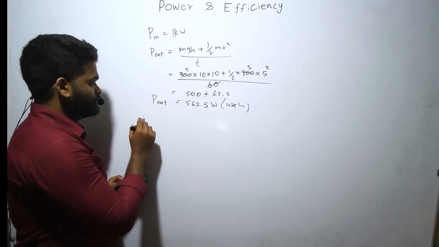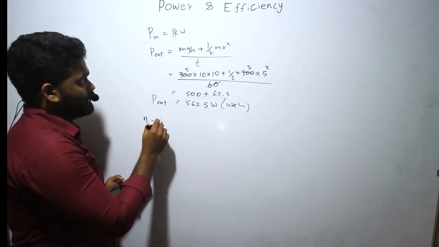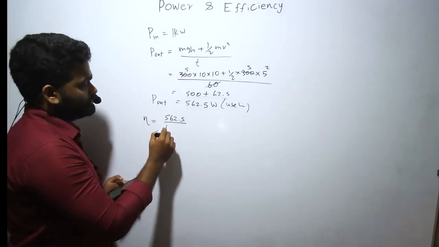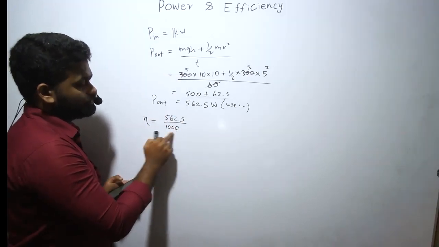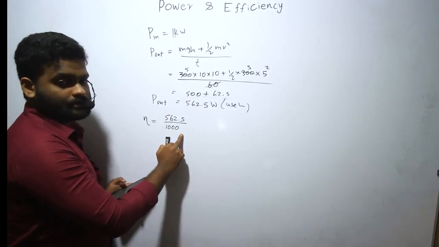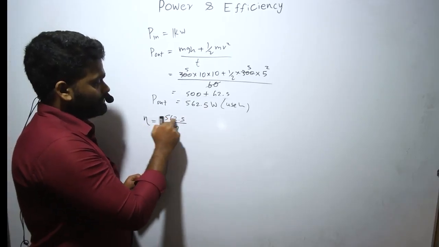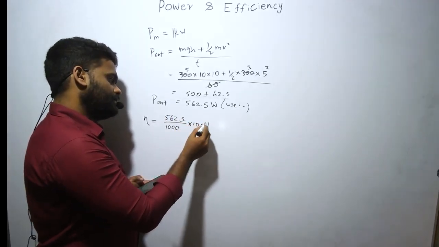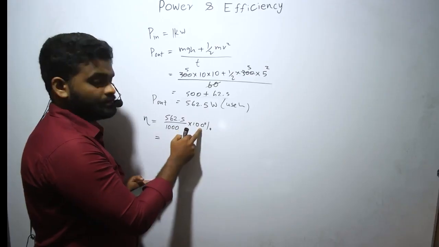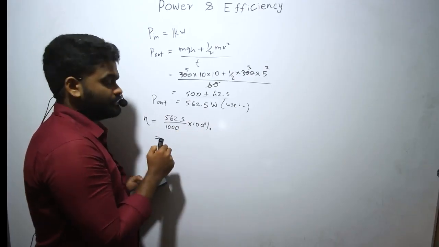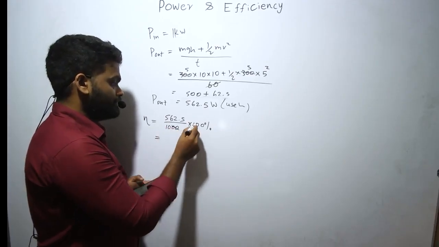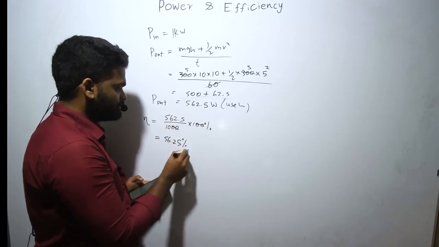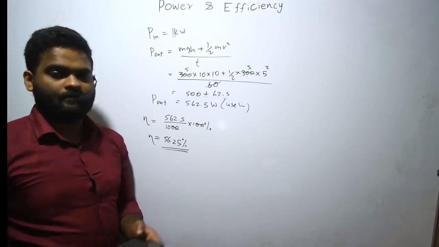Okay. So to find the efficiency, P out is 562.5 divided by 1 kilowatt, that is 1000 watts. This is the input. When you provide the input 1000, the useful amount is 562.5. Usually we express the efficiency as a percentage, so you multiply by 100%. This 100 cancels off, then divide by 10. 56.25%. Right?